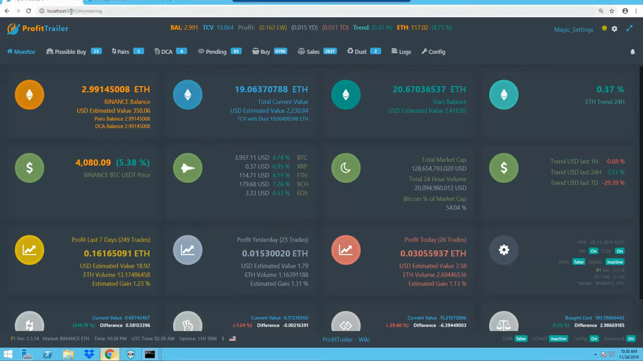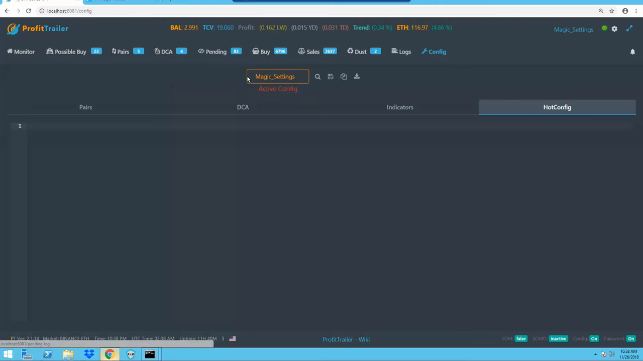This is how the ProfitTrailer robot looks, and this is my robot that I'm currently running. Alright, so this is the ProfitTrailer. When you go to the config file of the ProfitTrailer robot, you'll notice that it says that I'm running magic settings. That is my active config.